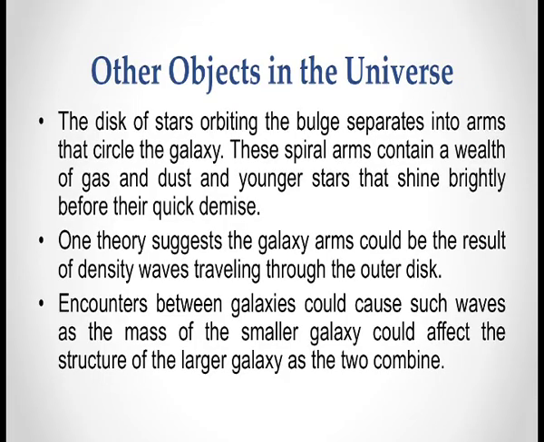In spiral galaxies, the disk of stars orbiting the bulge separates into arms that circle the galaxy. These spiral arms contain a wealth of gas, dust, and younger stars that shine brightly before their quick demise. One theory suggests that the galaxy arms could be the result of density waves traveling through the outer disk of the galaxies. Collisions between galaxies could cause such waves, as the mass of the smaller galaxy could affect the structure of the larger galaxy as the two collided galaxies combine.